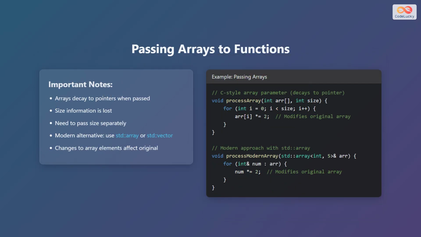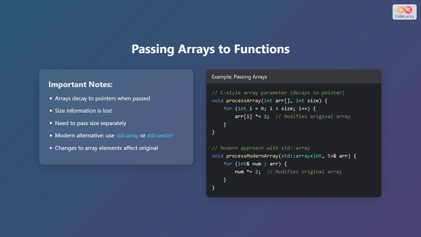When passing arrays to functions in C++, it's important to know that arrays decay to pointers. This means the size information of the array is lost, and you need to pass the size separately. Changes made to the array elements inside the function will affect the original array. A more modern alternative is to use std::array or std::vector, which provide more safety and functionality.